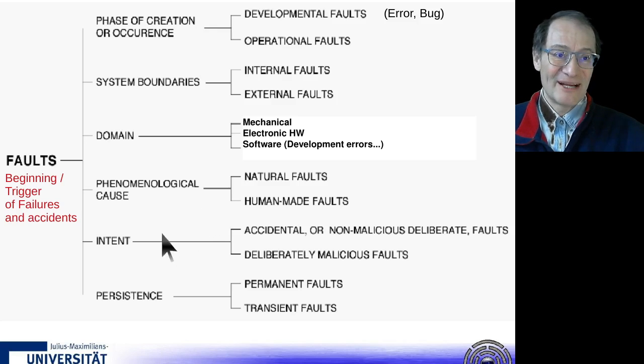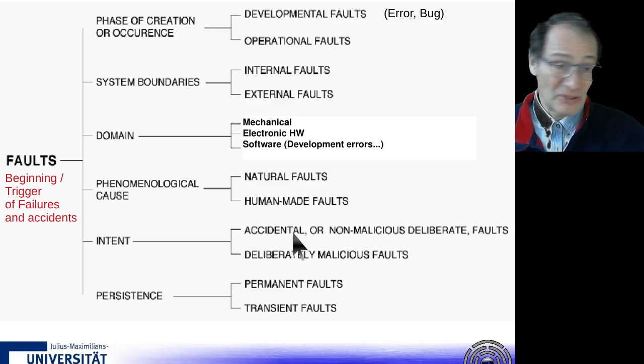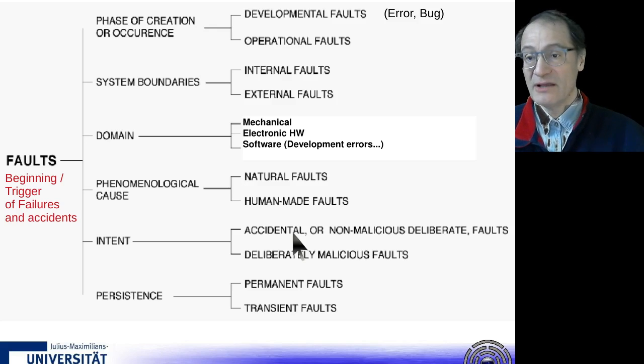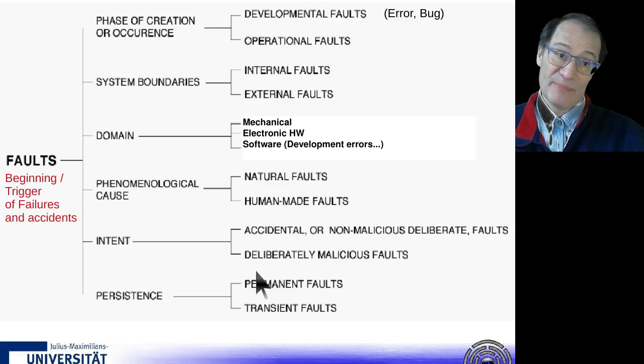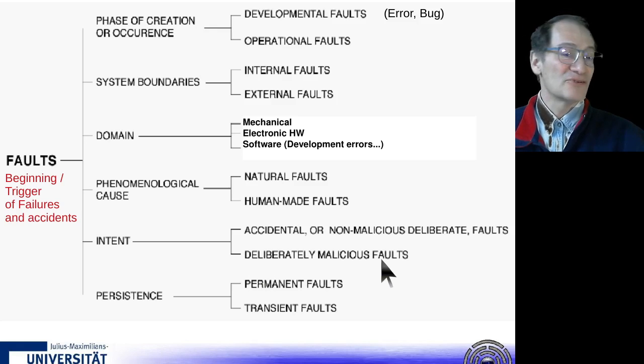Then we are talking about people now. Then there is an intent. If it was human-made, then we have two options. It was an accident. He didn't want to make something bad, but he was not able to do it better, or he was not well trained and he didn't know how to operate the machine. Or it can be sabotage, people with bad intentions, deliberate, malicious faults.